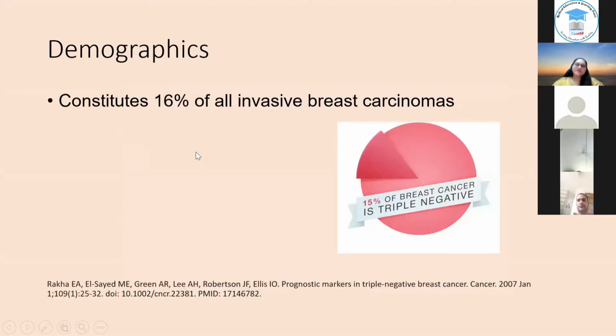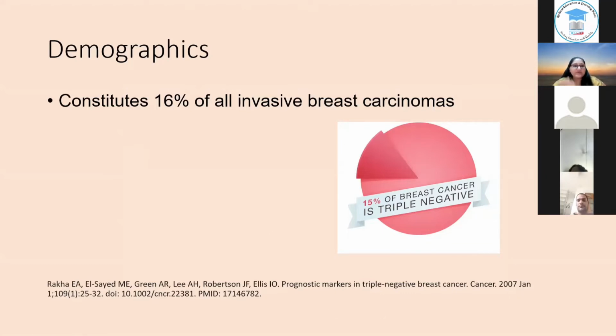So coming to the first aspect of TNBC, which is demographics. TNBC constitutes 16% of all invasive breast cancers. For example, if you have taken a cohort of 100 cases, around 16% are TNBC, but this percentage varies according to the research. So this 16% is according to the research by Rakha et al. in 2007, but after that many studies have been done.